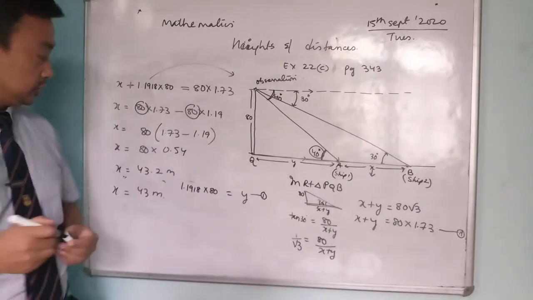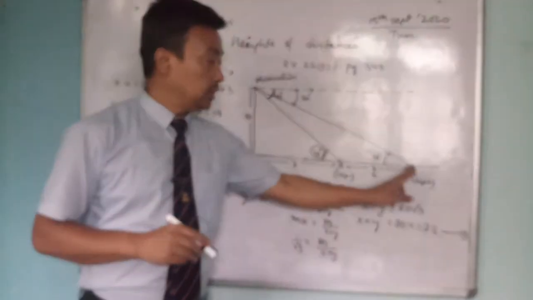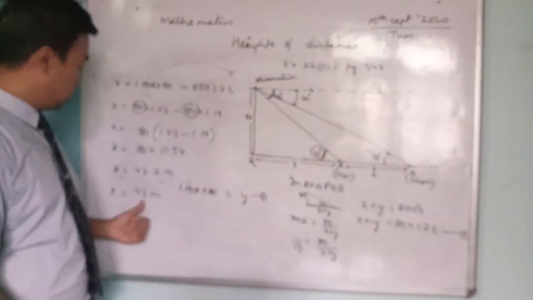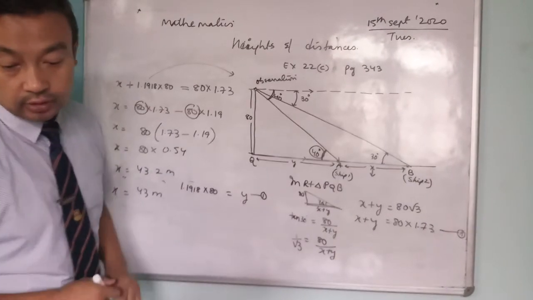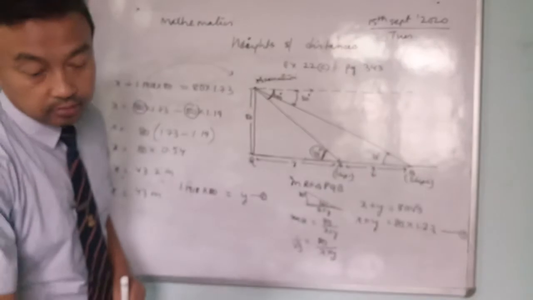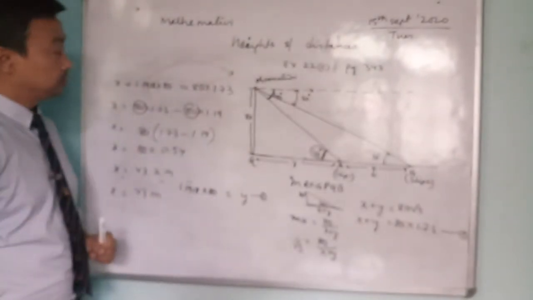So what do we get here is the distance between the two ships A and B is how much? 43 meter. 43 meter. Answer you have to write to the nearest meter. Okay, so this is how you are going to solve it.